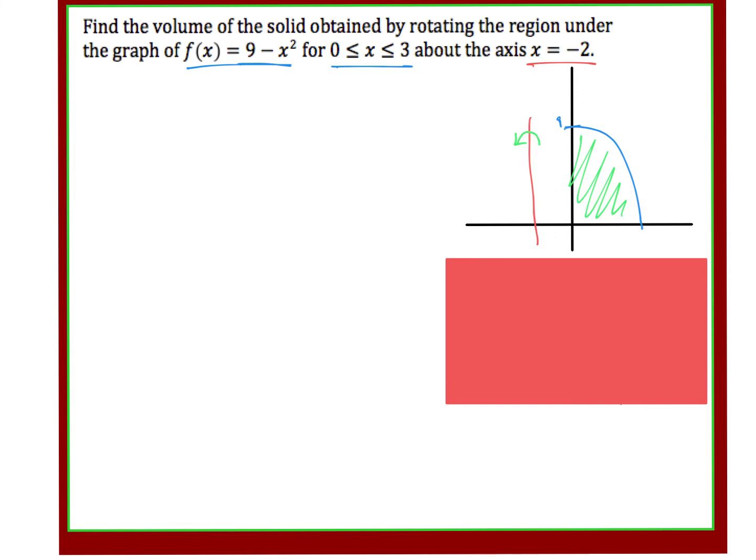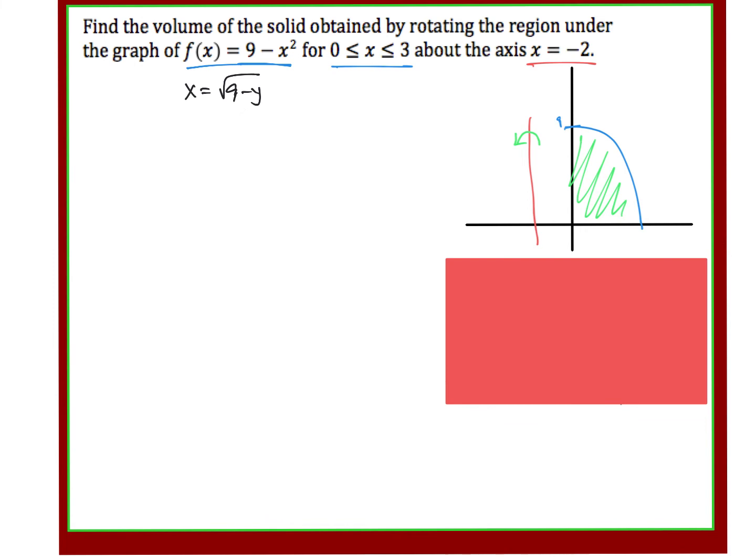So we need to figure out first of all, what kind of axis is this? It's a vertical axis. I like to call them a y-axis, though it's not technically the y-axis. So what do we need to put it in terms of? Y. All right. So let's do it. We subtract y, we add x squared, we square root it. We end up getting x is equal to square root 9 minus y.